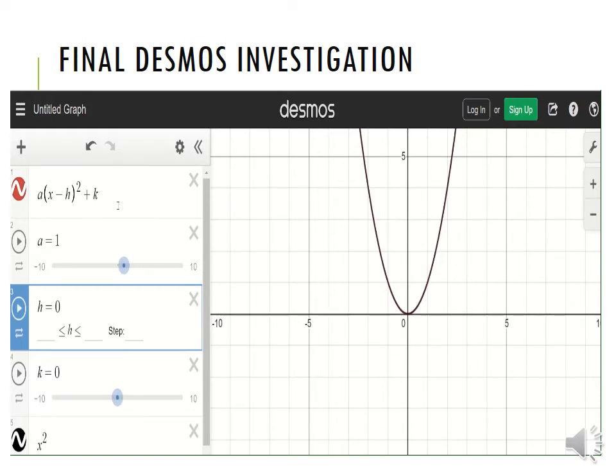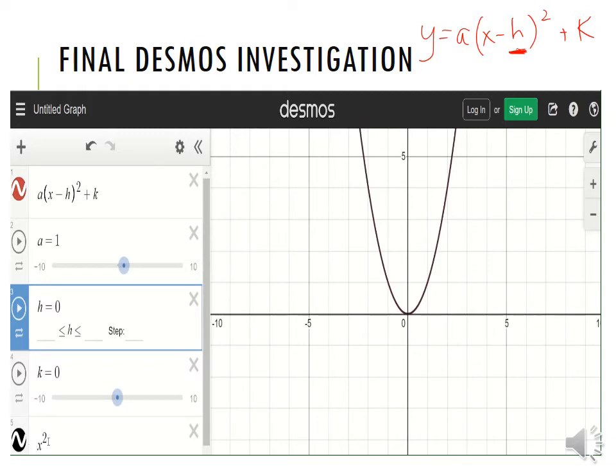Yesterday we took a look at what a and k did. If you remember, a controlled whether it opened up or down, and also made it stretched or compressed, more narrow or wide. k just moved it up and down. Today we're going to look at just h. Someone in the class predicted this morning that h would move it left and right horizontally. So let's see if they were right.